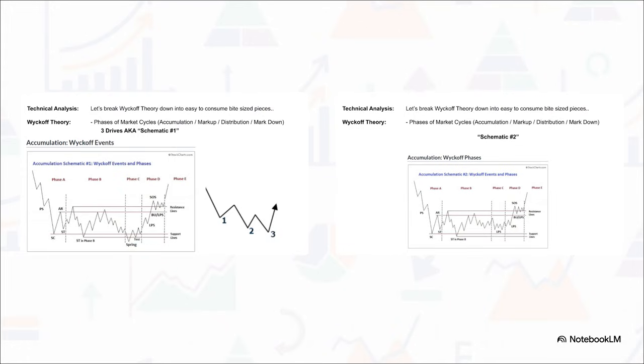So on the left, you've got our old friend schematic number 1 with that classic spring we just talked about. But look over at the right, at schematic number 2. Notice something different? The lows in Phase C are actually higher than the lows back in Phase A. There's no spring. So what's that telling you? It tells you that the buyers are so strong, so aggressive, that they won't even let the price dip back down. This is often a sign of incredible underlying strength, and the move that follows can be even more powerful.